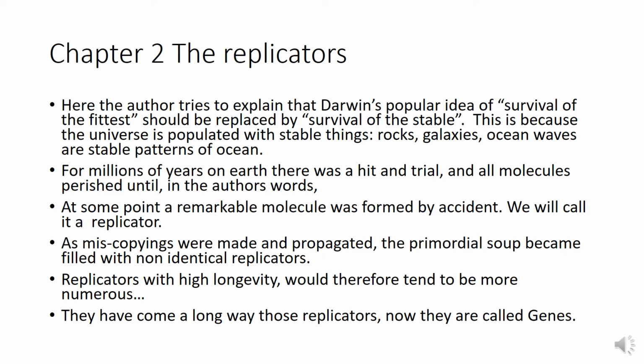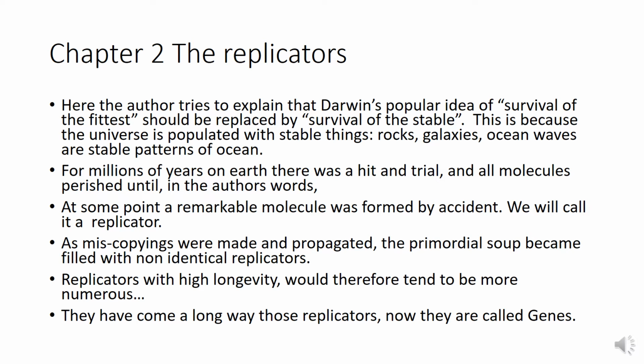Chapter 2. The Replicators. Here the author tries to explain that Darwin's popular idea of survival of the fittest should be replaced by the survival of the stable. This is because the universe is populated by stable things. Rocks, galaxies, ocean waves are stable patterns of atoms.